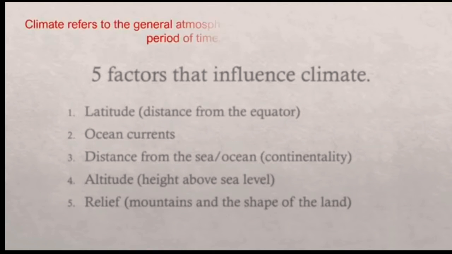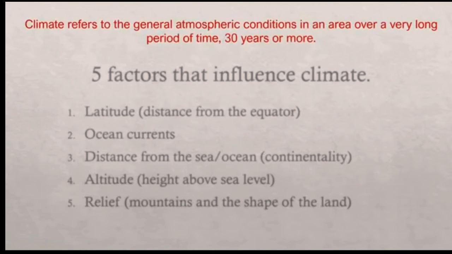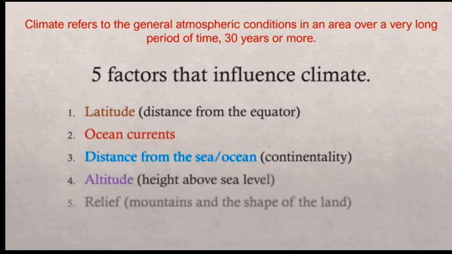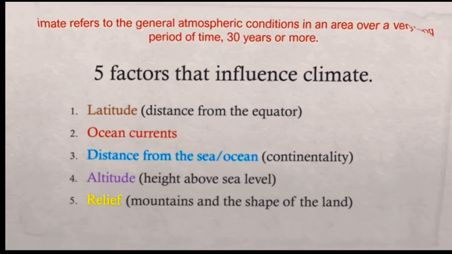Climate is best defined as the general atmospheric conditions over a place over a minimum of 30 years or more. The 5 factors that affect climate are latitude or distance from the equator, ocean currents, which we are going to examine in this video, distance from the ocean or continentality, altitude, also known as height above sea level, and relief or the shape of the land.